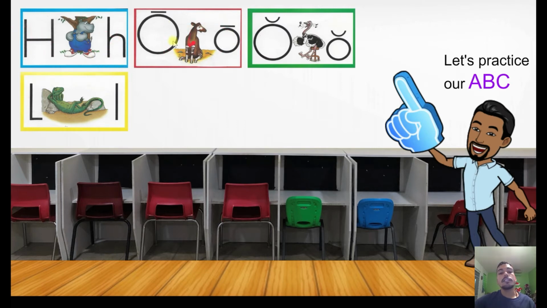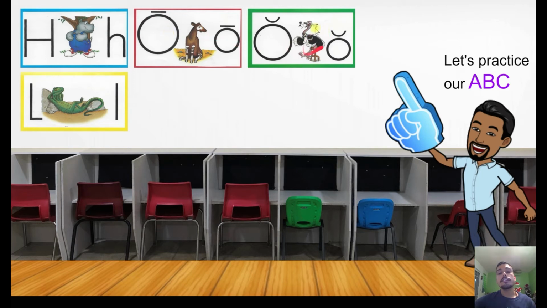The next friend here, its name is okapi. And okapi has a letter that sounds O. So when you see the letter O with the line on top, it's going to sound O.